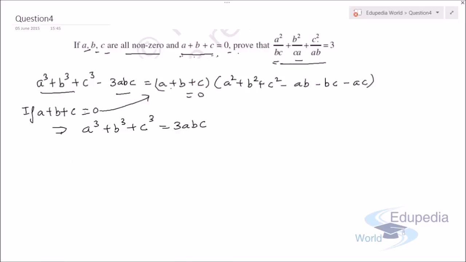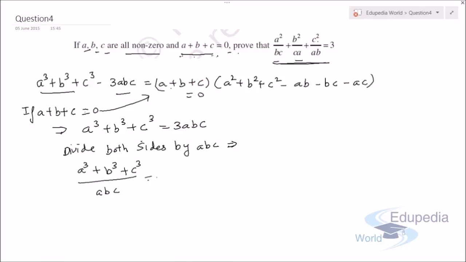Now we have to prove this. So what we can do is divide both sides by abc. So let's see what we get. We get a cube plus b cube plus c cube upon abc equals 3abc upon abc. So what happens is this and this will get cancelled.